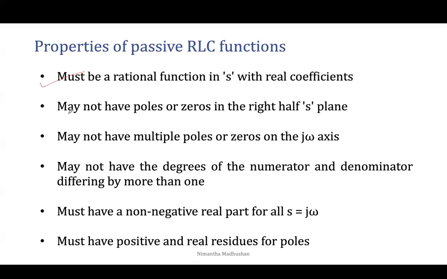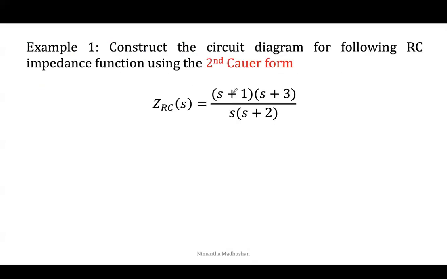The second one is that it may not have a pole or zero in the right half plane. When we consider this function, there are two poles and two zeros. The poles of this function are s equals 0 and s equals minus 2. And there are two zeros, s equals minus 1 and s equals minus 3. From the numerator, we can obtain zeros. From the denominator, we can obtain poles.